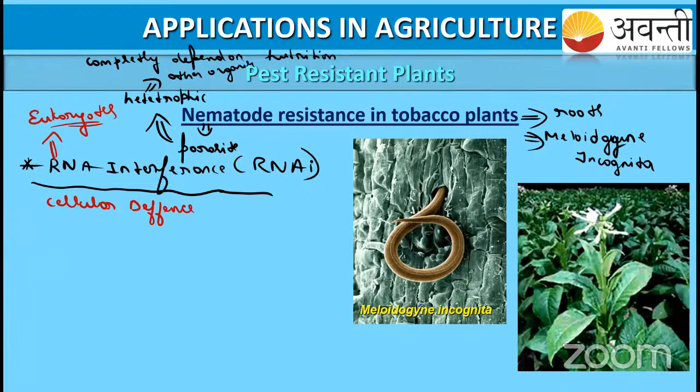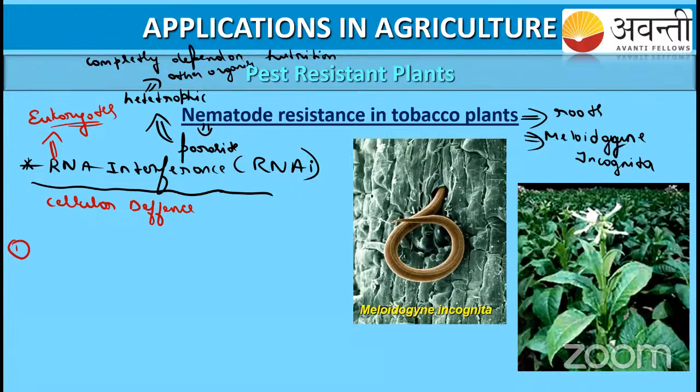Let us study how we have used that process for nematode resistance in tobacco. Before doing that, we are going to identify one gene in Meloidogyne incognita. Without that gene product, the protein, the parasite is not going to live, or it is going to cause the death of that organism.